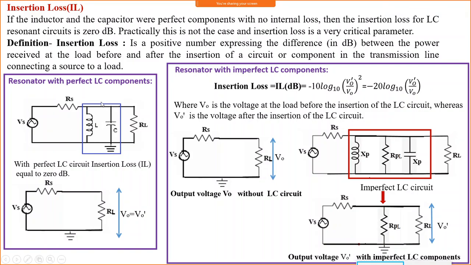Now we have to insert this network. Then we have to find the output. When inserting, we take the equivalent resistance of this L and C. Automatically they are not dissipating any power.